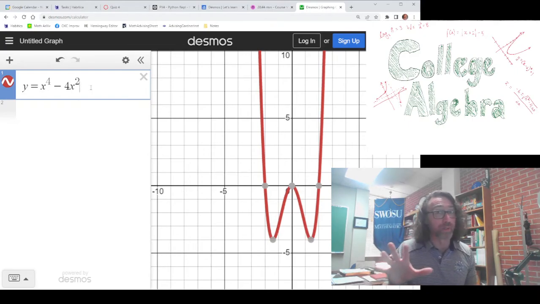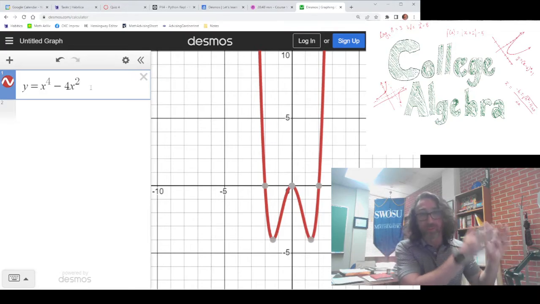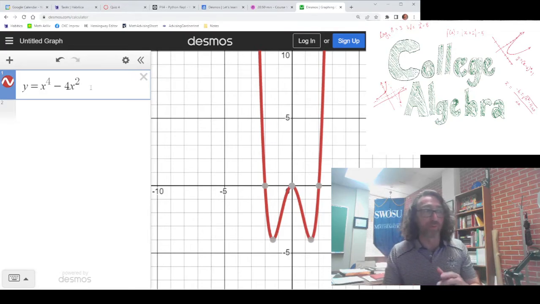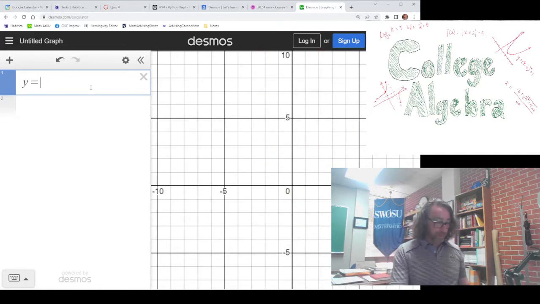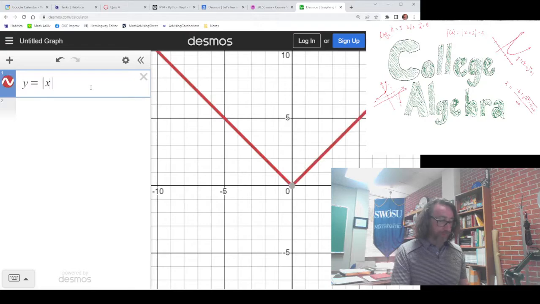That's not the only way for a graph to have y-axis symmetry. If you do have exclusively even powers, then you have y-axis symmetry. We know a function that doesn't have any powers that has y-axis symmetry, right? y equals absolute value of x has y-axis symmetry. So having even powers is not the only way to be an even function.